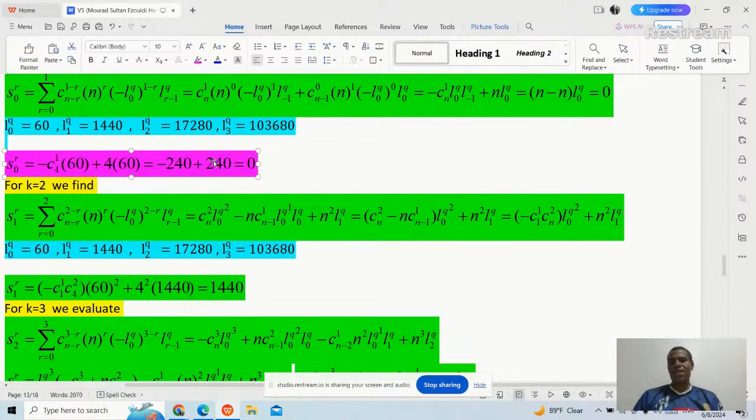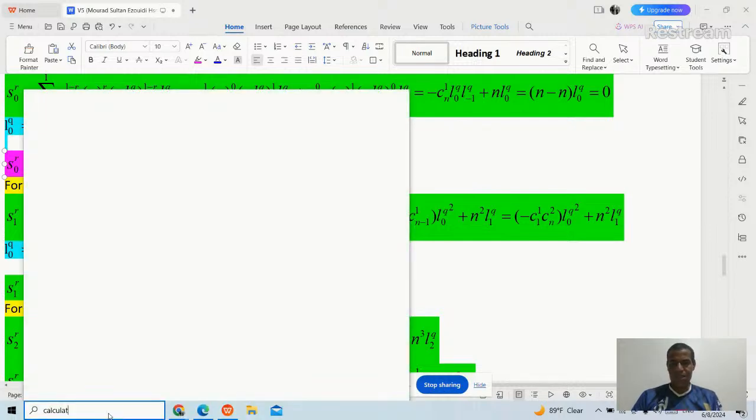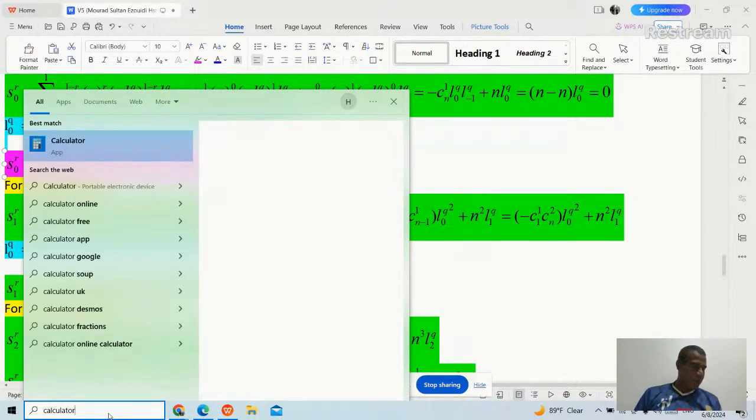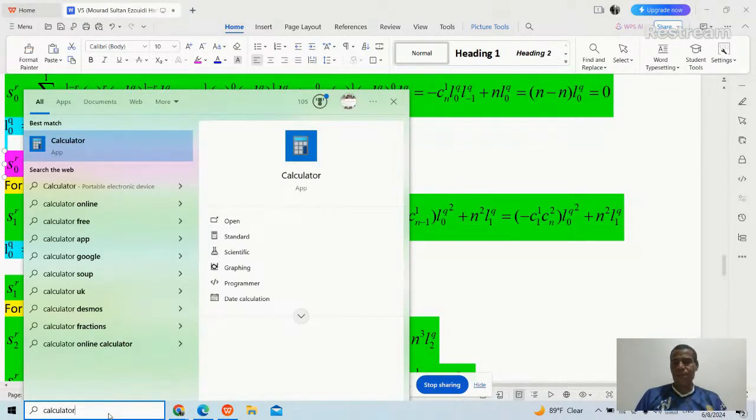We told that S0, learners, I'm looking for my calculator. Okay, calculator, Mr. Mourad. Yes, like that. Calculator. I'm waiting to get my calculator. Okay.